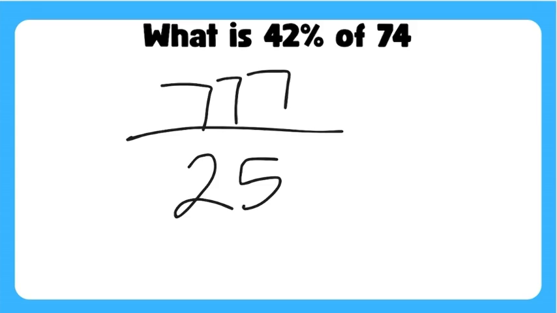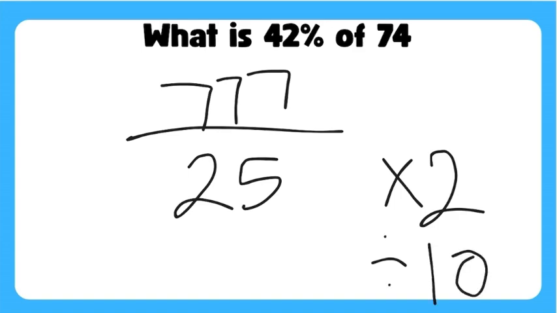Now there is a trick for dividing numbers by 5. You will multiply a number by 2 and then divide it by 10. This is the trick.